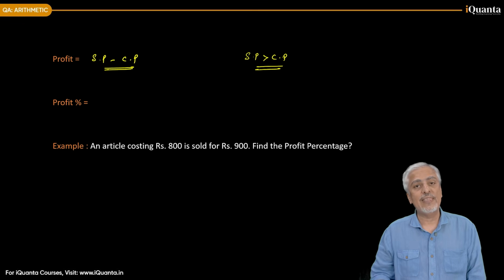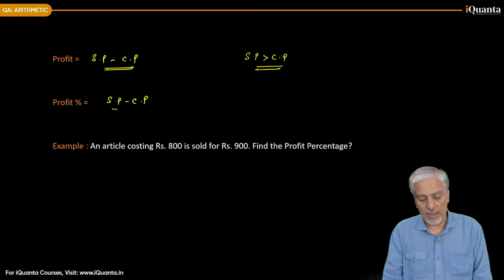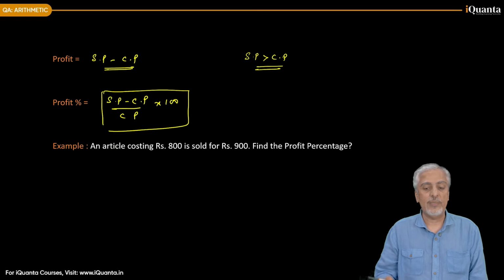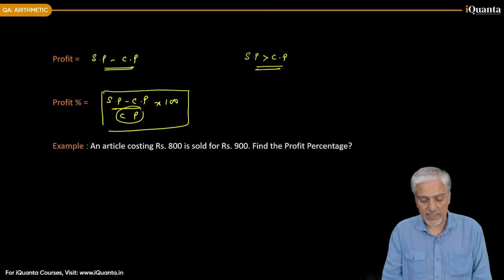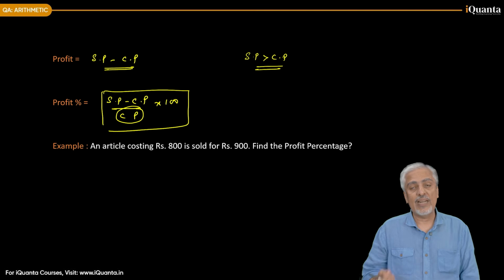What will profit percentage be? So profit percentage will be profit. So whether you want to call it profit or you want to call it selling price minus cost price, same thing, upon the cost price into 100. So this is very important. Whenever you're calculating profit percentage, the base will be the cost price. What is the money you invested? That becomes the important part, and that will go into the base.